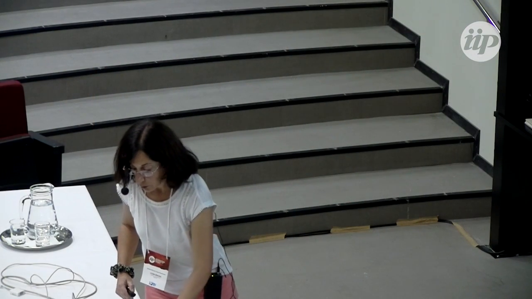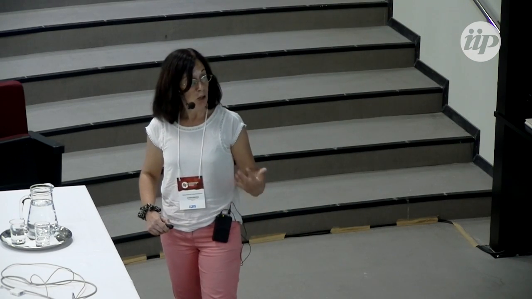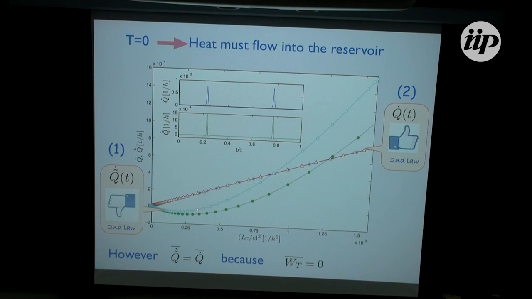Instead, if we consider the other definition of heat, we find that for some instances this quantity gives a number which suggests that there is a heat flow from the reservoir into the quantum dot. So you see, it's a very simple problem, but it is not obvious which is the proper way to define the heat flow if we want to look at time-dependent quantities.